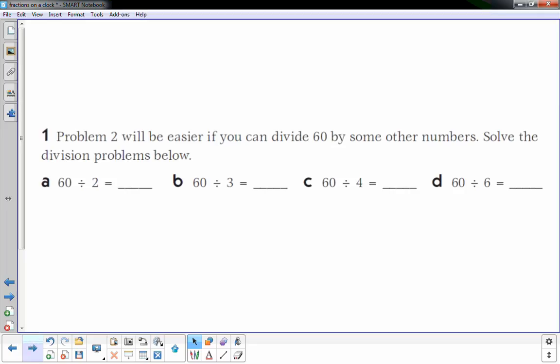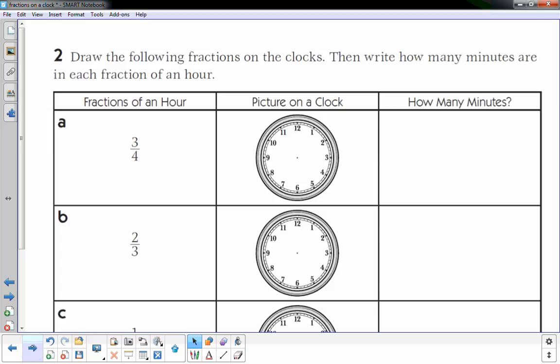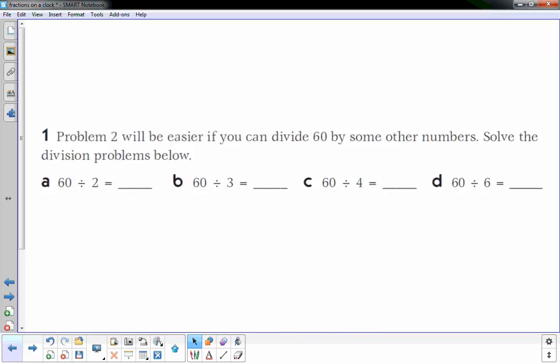The first problem on the paper states, problem 2 will be easier if you can divide 60 by some other numbers. They're saying that because there's 60 minutes in an hour. Solve the division problems below. So if I look at a clock, if I go to problem 2, there's a clock here, and you have to understand with time, in 1 hour there's 60 minutes. So a little bit of division can help you solve some of these problems.